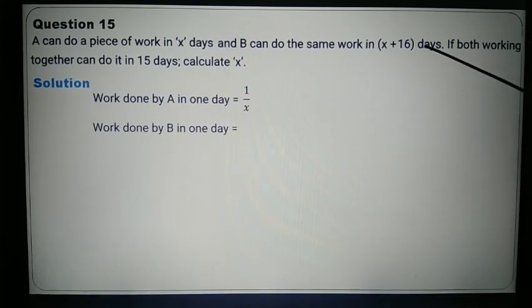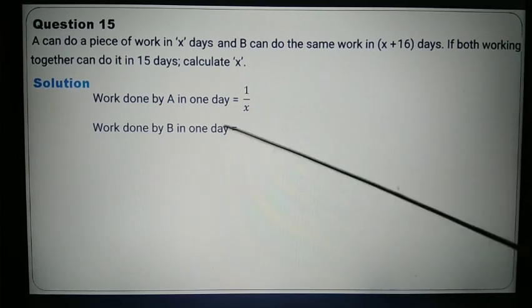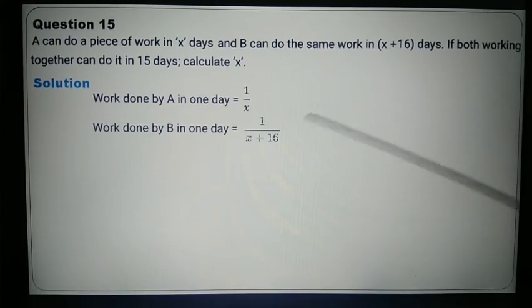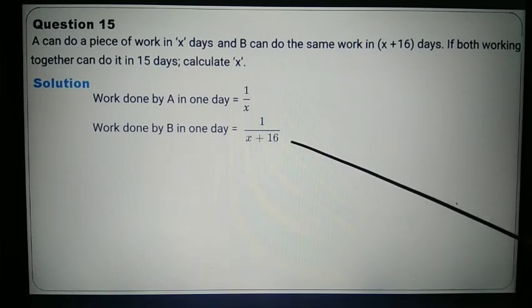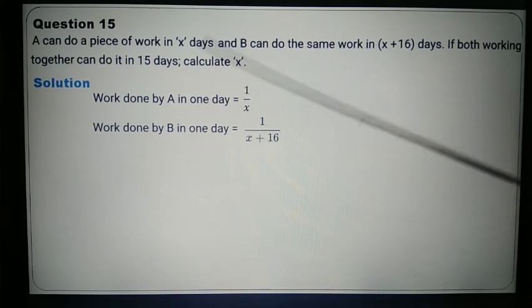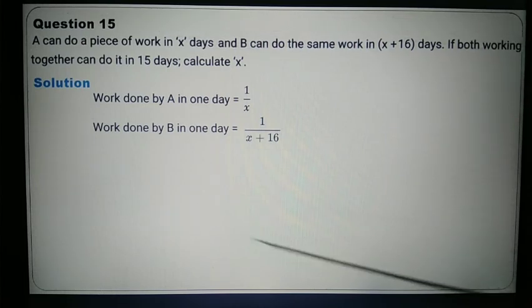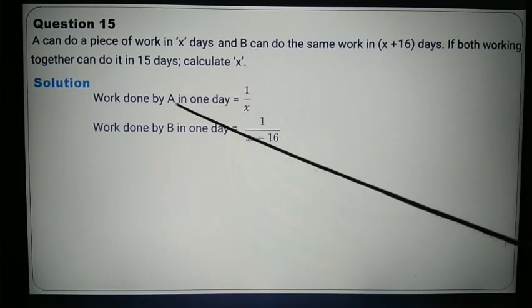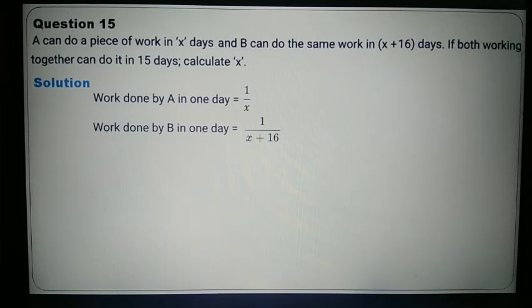Now B is taking x plus 16 days, right? That means B can do, in one day, how much part of the work? It will be 1 by x plus 16. Now next is if they work together. In one day A is finishing this much part. Suppose you want to cover this area, and A in one day covers this much space, for example, and B covers this much space in one day. If they work together, then in one day they will finish this much and this much, right? So in one day they are going to finish this much.